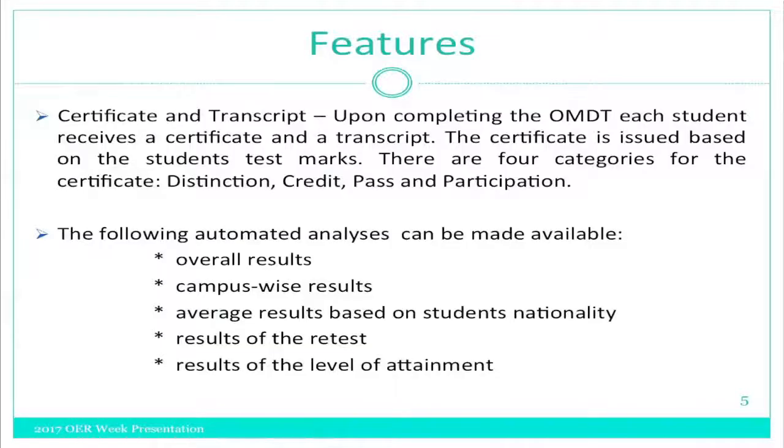Okay, certificate and transcript. Upon completion, students will receive a certificate, and this is based on the students' marks. There are 4 categories of the certificate: distinction, credit, pass, and participation. OMDT can also give you automated analysis on the following: overall results, campus-wise results, average results based on students' nationality, results of the retest, and also the results of the different levels of attainment.